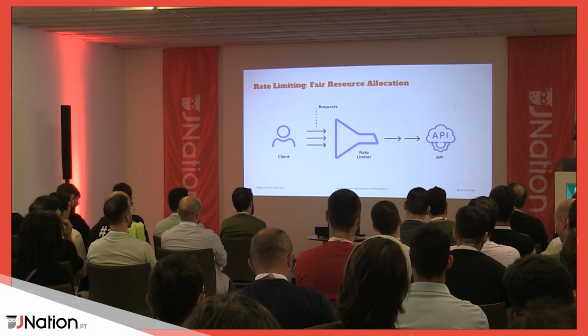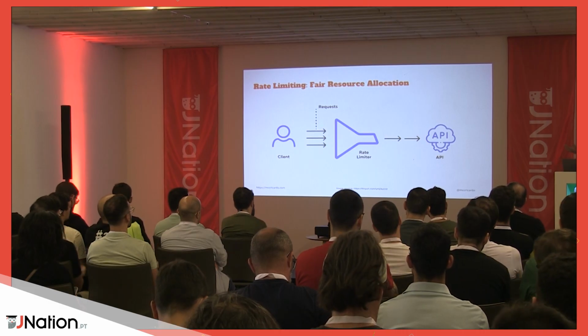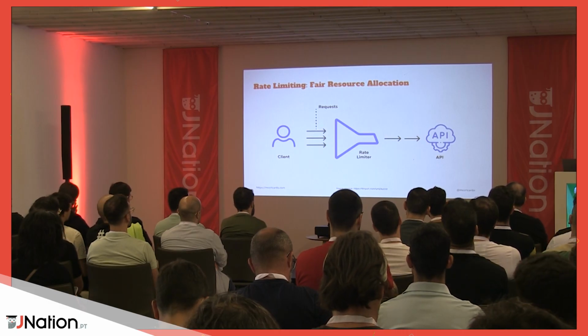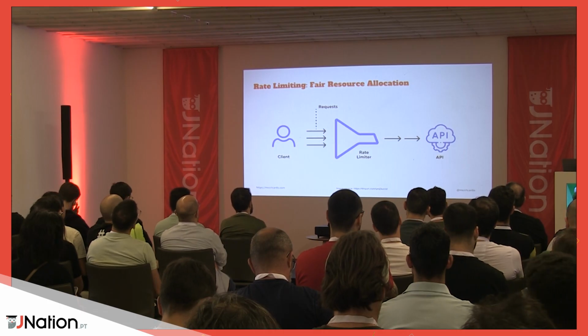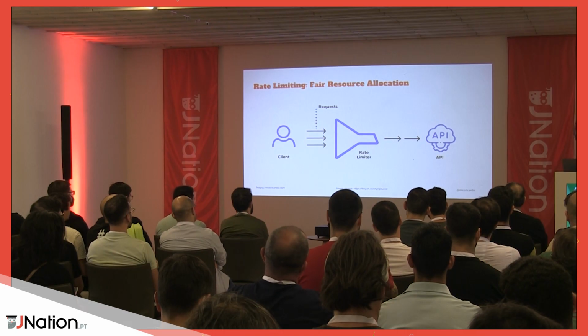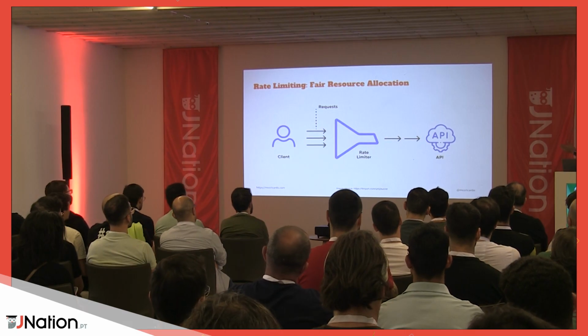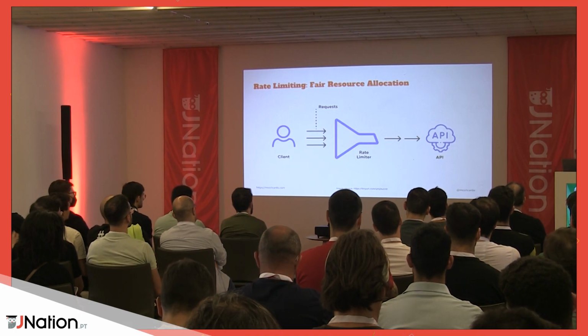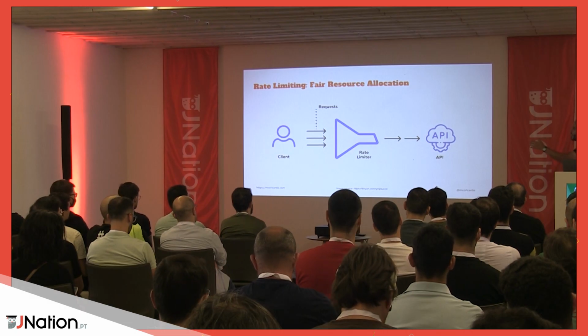So, a very simple representation of how this could work. I have a user trying to access my API. I have some form of rate limiting in front of it. And if a user tries to send more requests, it will somehow receive a response saying, you're using too much over my service.